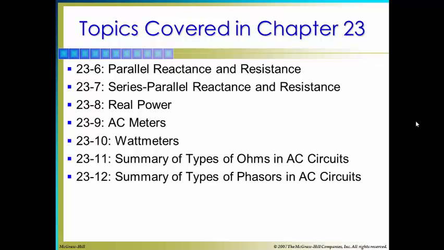And then real power, AC meters, wattmeter, summary of types of ohms in AC circuit, and the phasors in the AC circuit would be another lecture video.